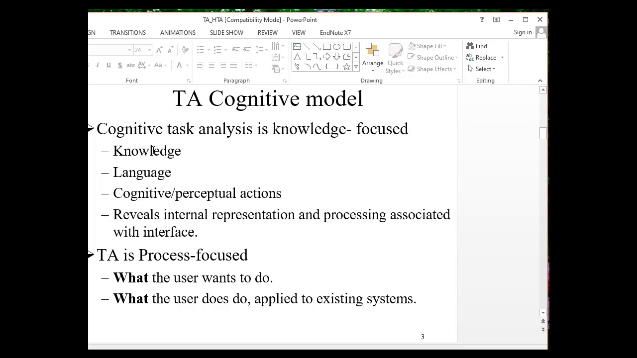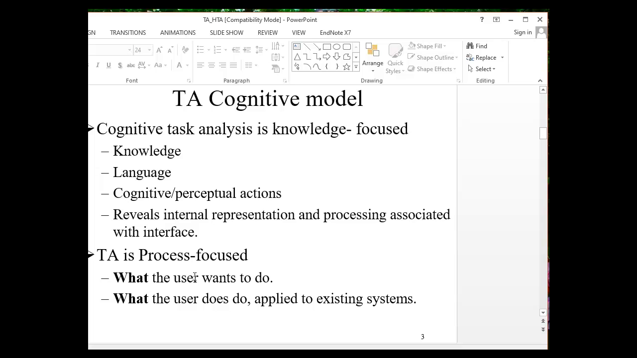Okay, so the third one, cognitive or perception action. This is purely related to your own mind, knowledge, perception, that is, how you can find a way to solve this problem. And the last one is in which we can associate the task with the interface, with internal representation.